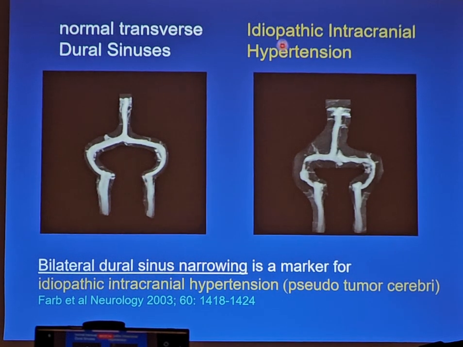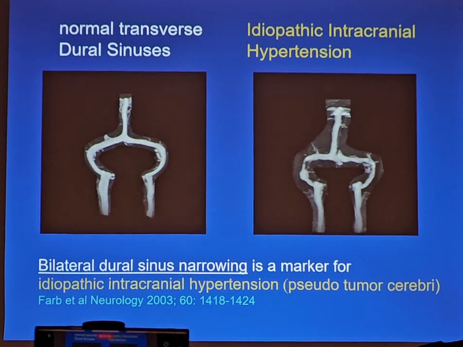But in patients with idiopathic intracranial hypertension, there is flattening of the dural sinuses on both sides. If you have it on one side, it is not associated with intracranial hypertension, but if the flattening and narrowing is on both sides, it is. And so this is a marker, and a very reliable marker, for idiopathic intracranial hypertension.